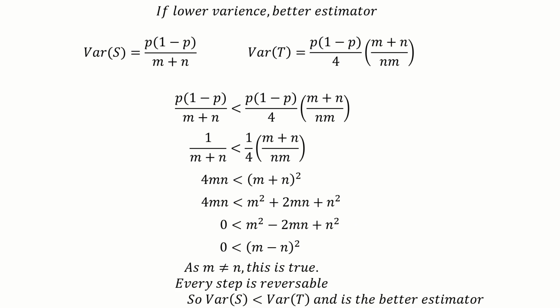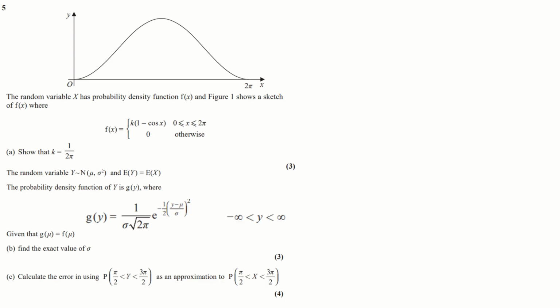So I think we're done, and I think that's the whole thing. That's question 4 done. Question 5 is about probability density functions. So okay, here we have this function here. Show k is this. Now, of course, for a probability density function, the area underneath it is 1. So we can just integrate this function between 2 pi and 0, and that will be equal to 1.